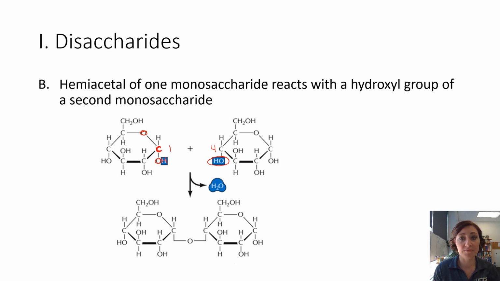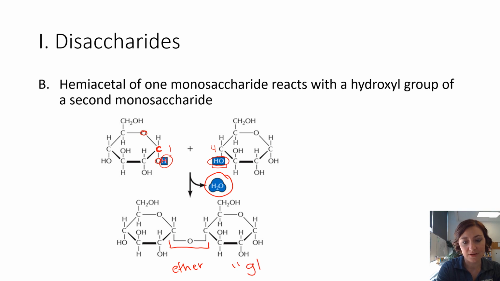The hemiacetal of one and the alcohol of the other are going to react. We call this a dehydration reaction because we remove a molecule of water from that. So removing the OH on carbon 4 of the second monosaccharide and the H from carbon 1 of the first monosaccharide is going to produce this bond. And if that looks familiar, that's good because it's technically an ether. However, we refer to this as a glycosidic link, and we're going to talk more on the next slide about how to classify those and how to number those as well.